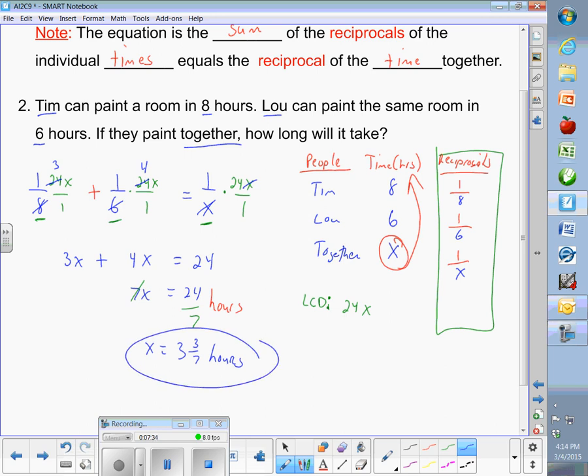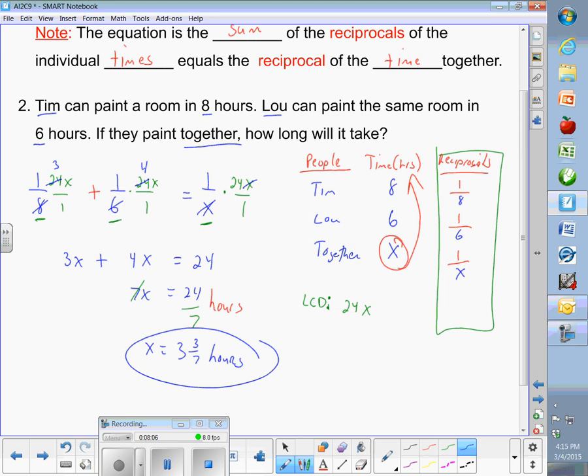3 and 3/7 hours. Now, by the way, with word problems, it's always important to ask, does my answer make sense? Go back and look at the problem. Hey, Tim paints the room in 8 hours, right? Lou paints it in 6. If there were 2 Lous, you'd be done in 3 hours. If there were 2 Tims, you'd be done in 4 hours. So there's 1 Tim, 1 Lou. We've got to be somewhere between 4 and 3 hours. And sure enough, our answer is between 4 and 3 hours.